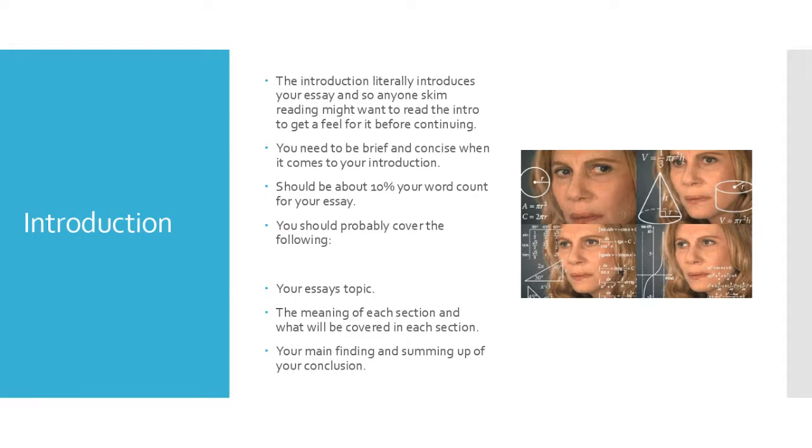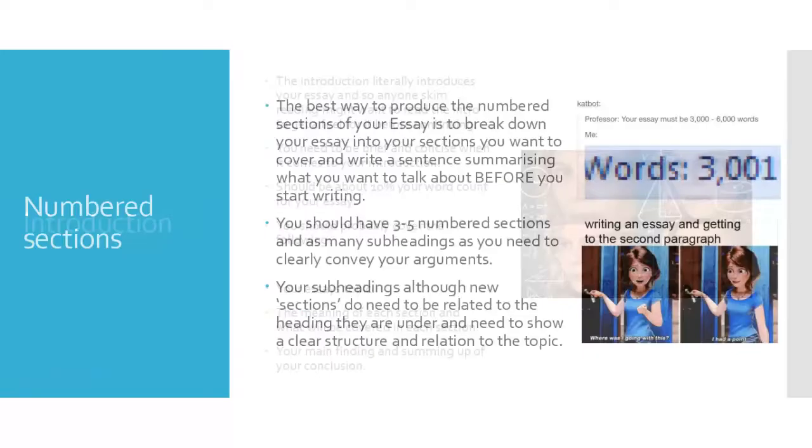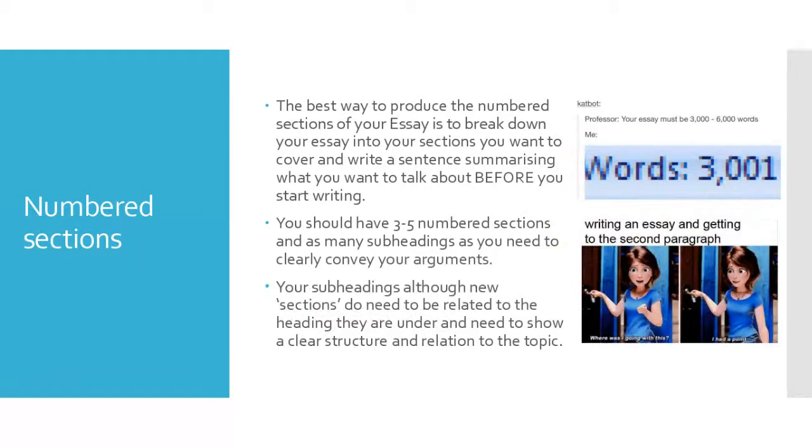You should probably cover your essay topic, the meaning of each section and what you're going to be covering, and then perhaps your main finding and conclusion summed up. The numbered sections, so the best way to produce the numbered sections in your essay is to break your essay down into sections that you want to cover, and then write a sentence before you go into writing it in full, and then just fill out those sentences into paragraphs, and before you know it, you'll have it done.